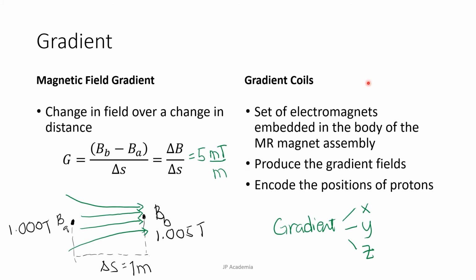On the other hand, gradient coils refer to a set of electromagnets embedded in the body of the MR magnet assembly. It is used to spatially encode the positions of protons by changing the magnetic field linearly across the imaging volume. So we have these three sets of gradient coils used in almost all MR systems. So we have X, Y, and Z gradients.